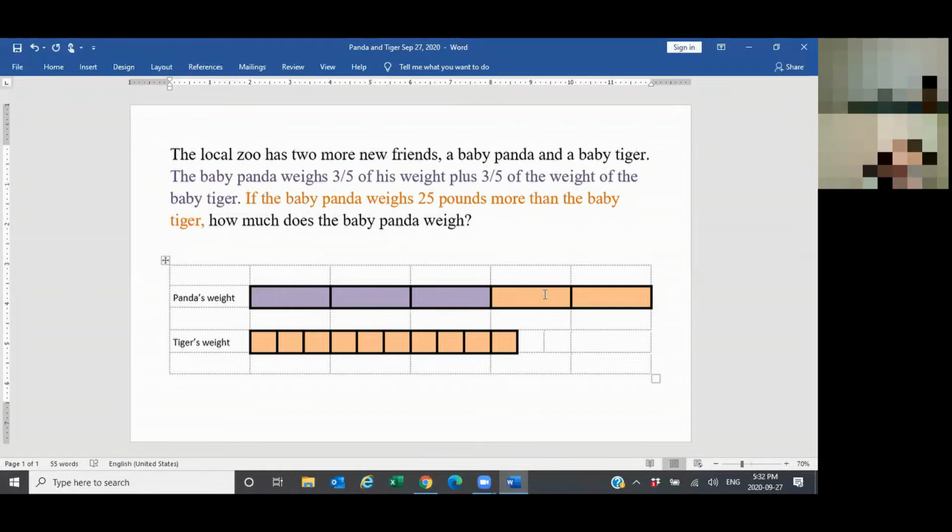Now, as we can see here, 3 smaller rectangles is 1 bigger rectangle. 3/5 is 6 smaller rectangles. The other 2/5 are 4 smaller rectangles. So we have all of tiger's weight. Now it says on the second sentence, the orange part, if the baby panda weighs 25 more pounds than the baby tiger. We're focusing on the baby panda weighs 25 more pounds than the baby tiger.